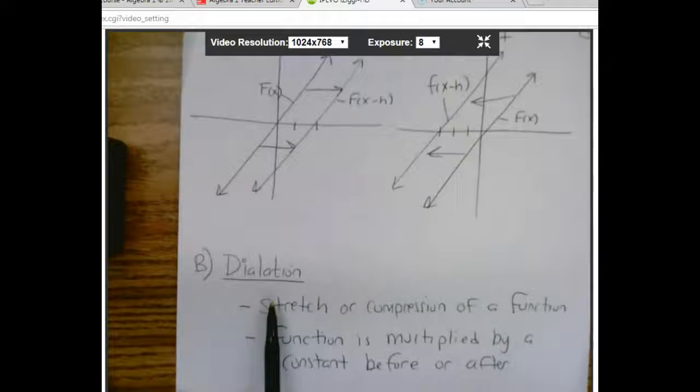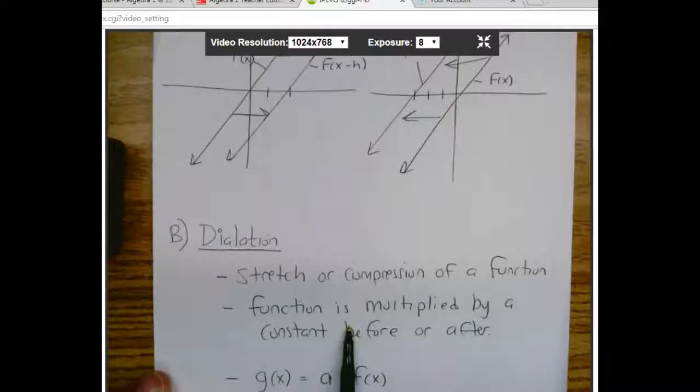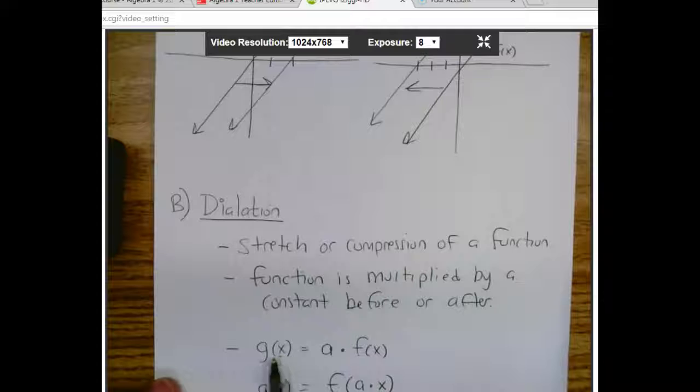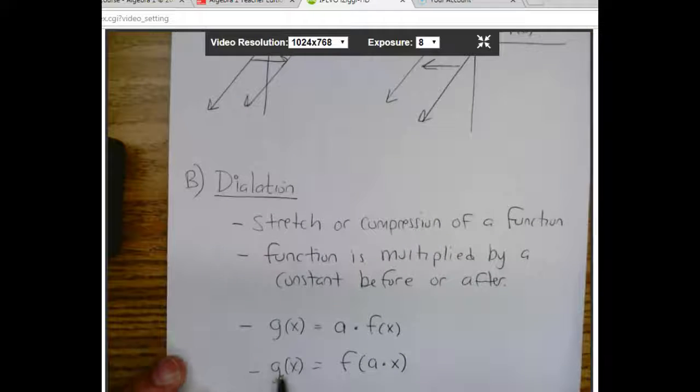Another example would be a dilation. Okay. Dilation is a stretch or a compression of a function. How you know this is true is the function is multiplied by a constant before or after. Okay. So it'd be something like this. So we have g of x. This would be our original f of x actually, and then we would have a times that function before it. Or if we have it after the function, it would be g of x equals f of a times x. So one is on the outside of the function, the other one is actually in the function. So this one's done before, this one's done after.